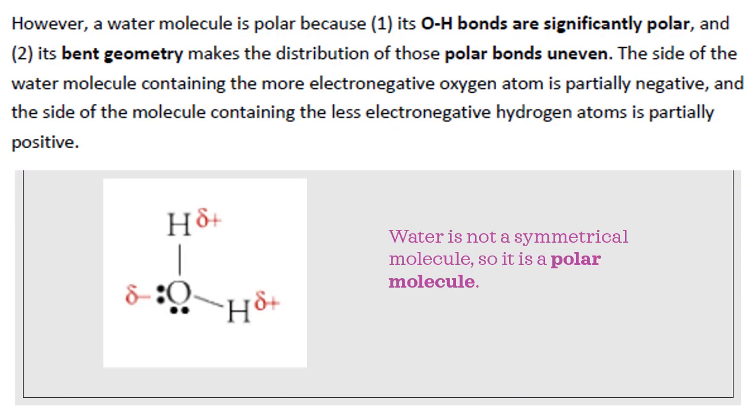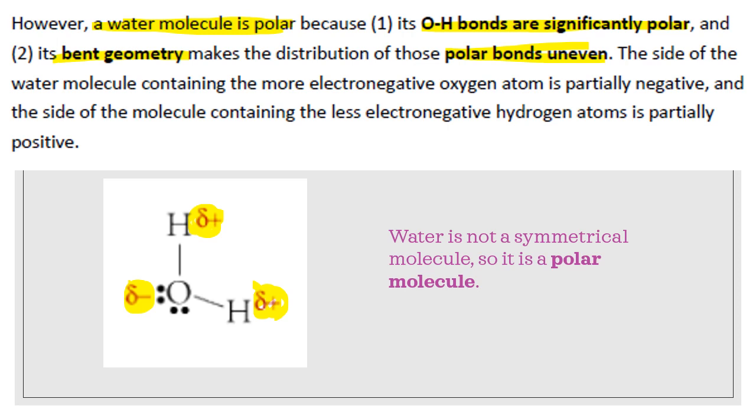Okay, continuing on. So below, I've got the Lewis structure for water. Water is bent, oxygen's partially negative, hydrogens are partially positive. And this is a polar molecule. Water is polar. One, because the OH bond is a very polar bond. And two, this bent geometry makes the polar bonds uneven or not symmetrical.